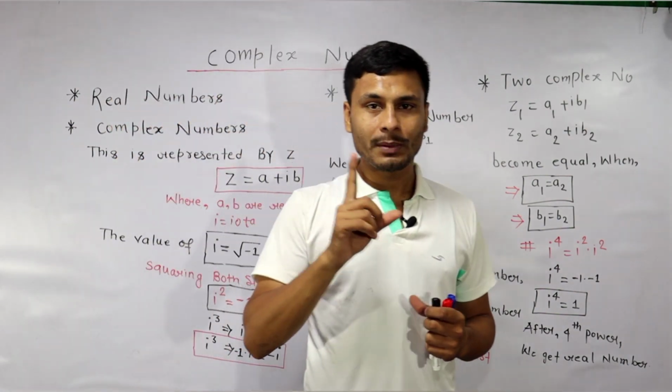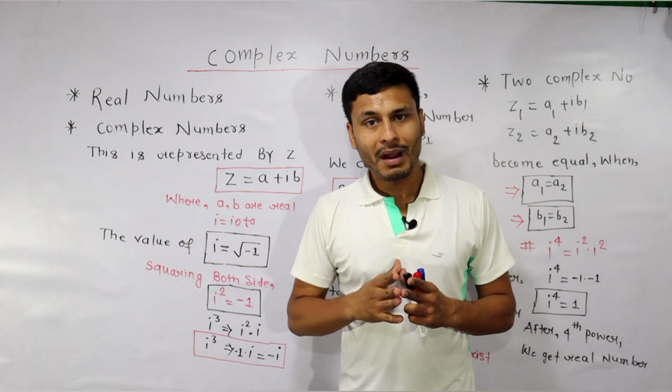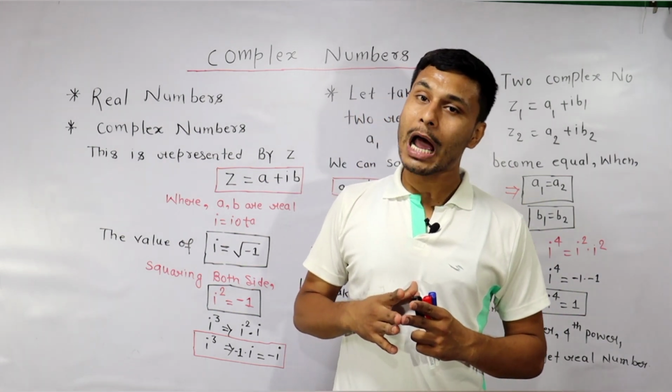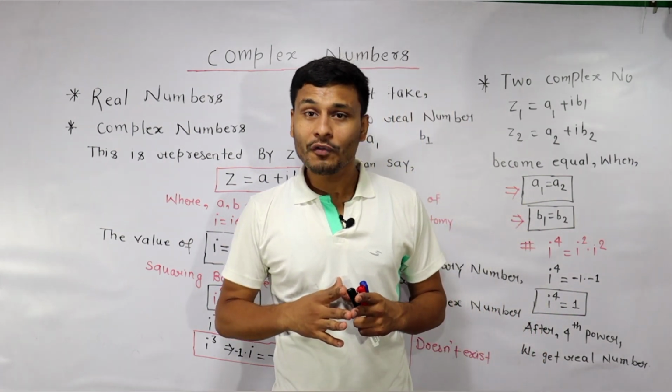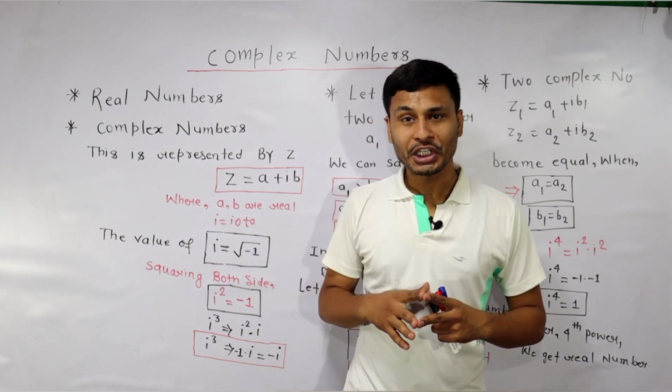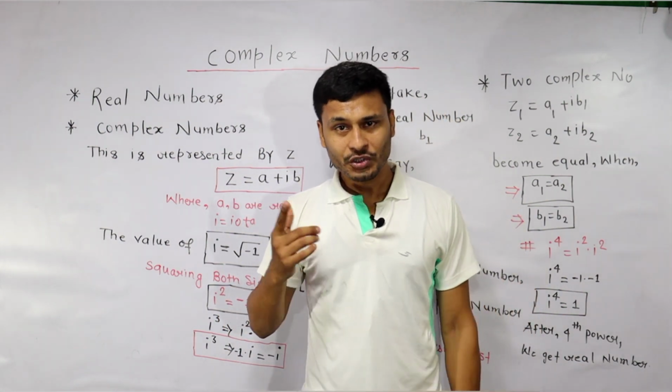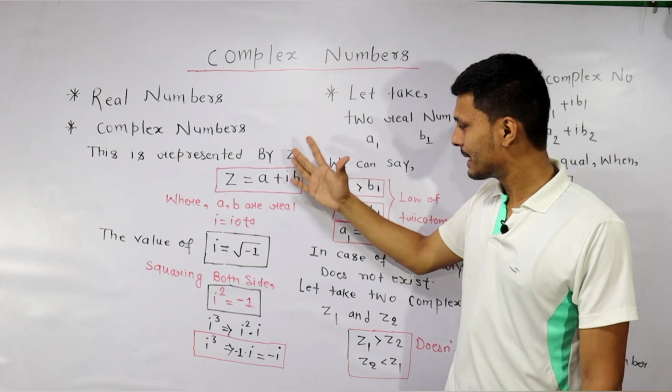First thing you have to remember, complex number is represented by Z is equal to A plus iota B. After that, the values of I square, I cube, I to the power 4. Is it right? Clear? This concept is clear?